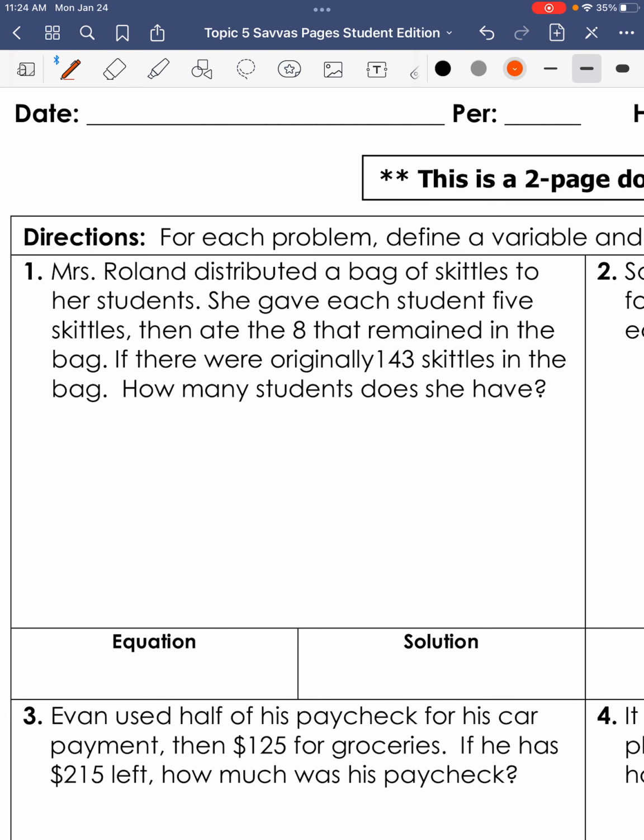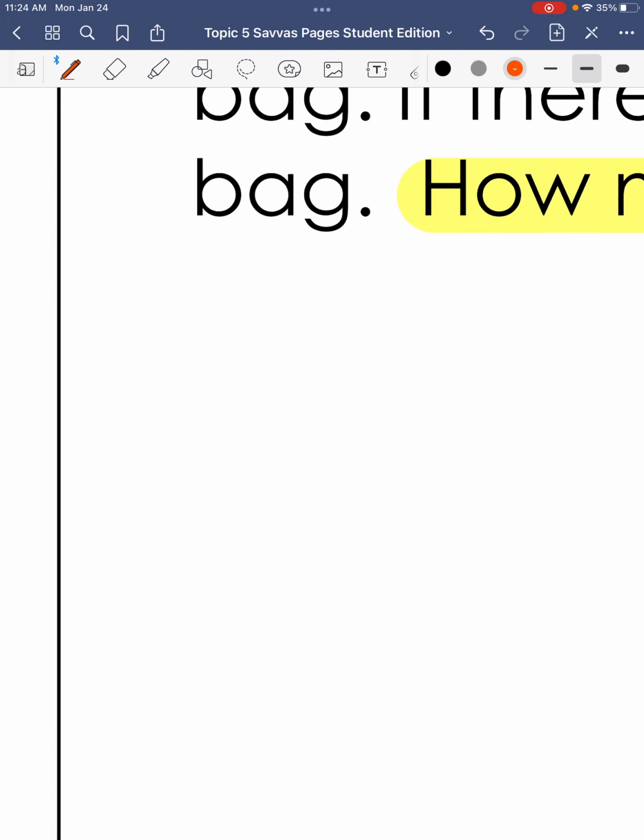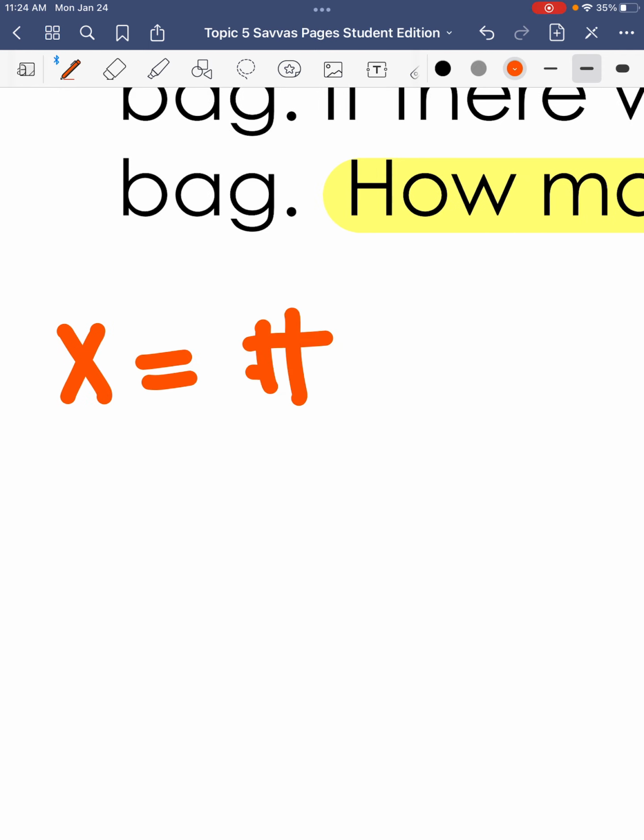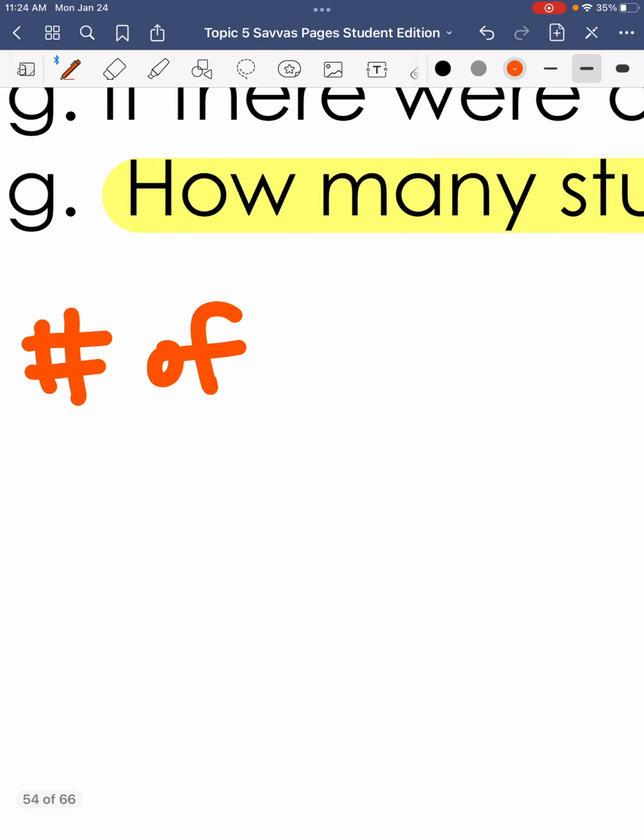Mrs. Rowland distributed a bag of Skittles to her students. She gave each student 5 Skittles and then ate the 8 that remained in the bag. If there were originally 143 Skittles in the bag, how many students does she have? Okay, so we're trying to answer this question here. How many students does she have? It doesn't matter what variable you use, but X is a very common variable, so I'm going to use X to represent the number of students.